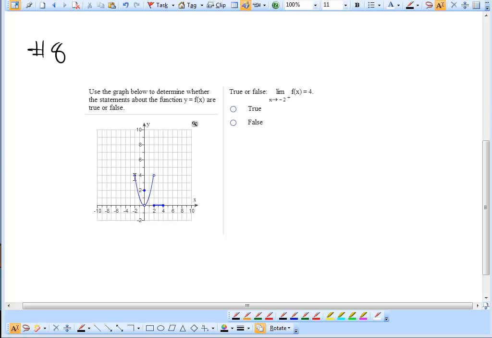All right, as I go from the right and I go really, really close to -2, my y values get really, really close to the y value 4. Now, I know there's a closed dot at 4, so the function value at -2 is 4. But even if there were an open circle here, if that circle were open instead of closed, the limit would still be positive 4. So that one would be true. The limit as you approach from the right is 4.